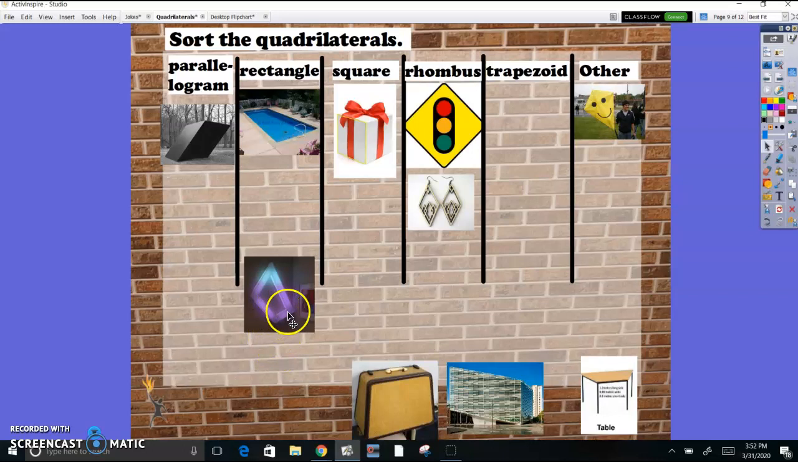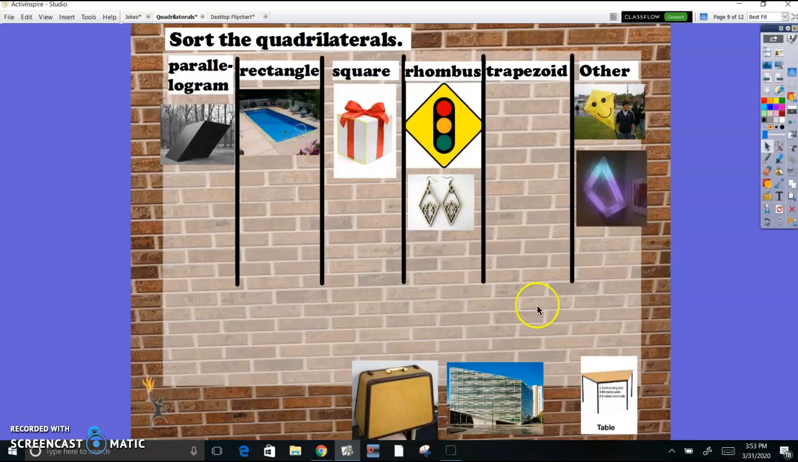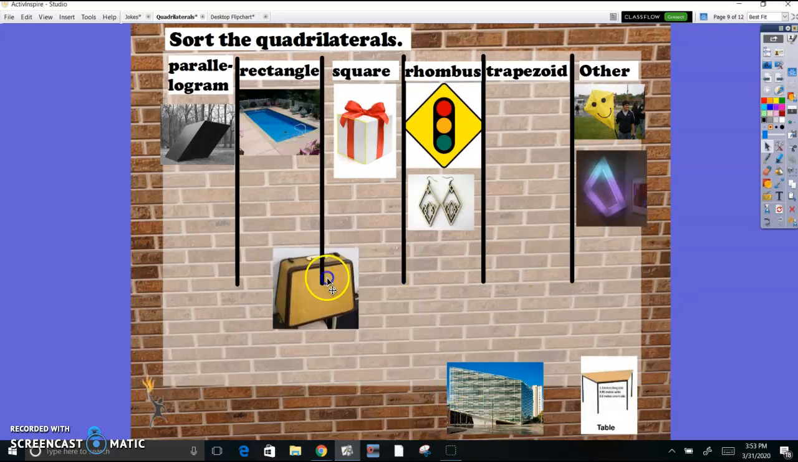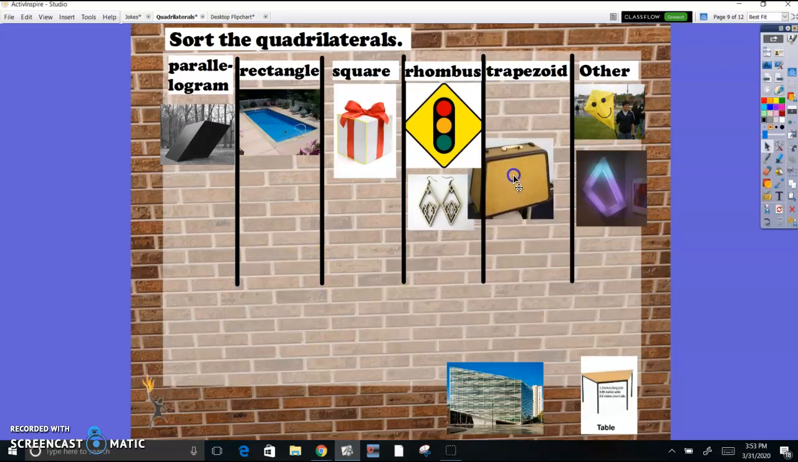However, these two sides, no matter how, if I extend them, they will eventually meet. So these two are not a pair of parallel lines. These two, if I extend them, will also meet eventually. So this actually is other, not a trapezoid. Well, this suitcase here is a trapezoid. This side and this side are parallel to each other, but these two are not. So this is a trapezoid.